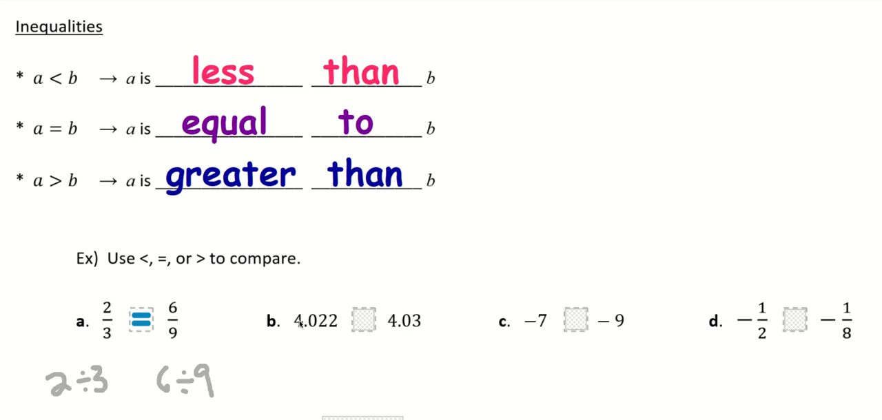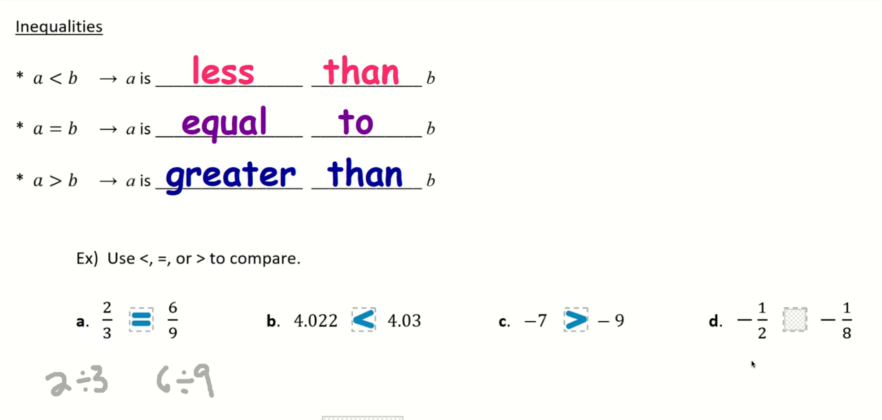How about this one? 4.022 or 4.03. They're obviously not equal. So which one's larger? Hopefully you thought, or you knew, that this one is larger, and so you put a less than. These are obviously also not equal, so which one's bigger? Hopefully you understand that -7 is larger, so we say -7 is greater than -9.